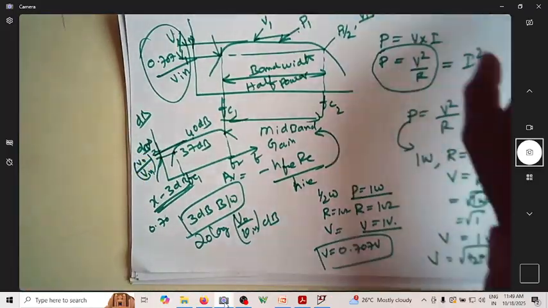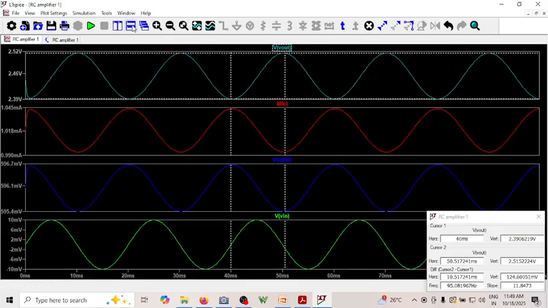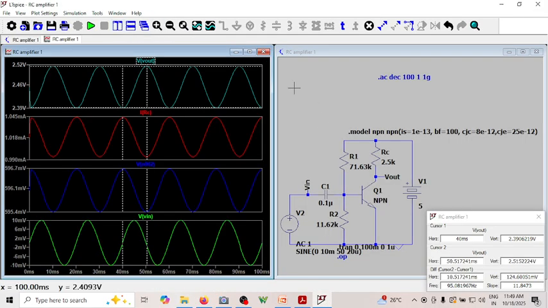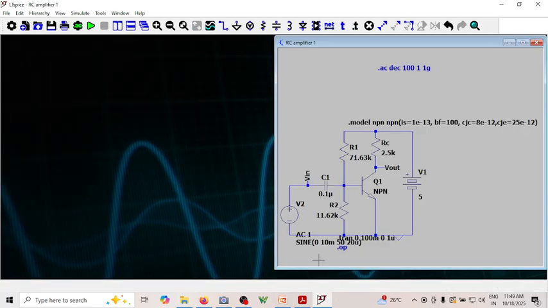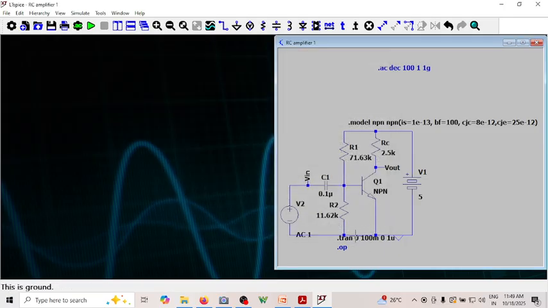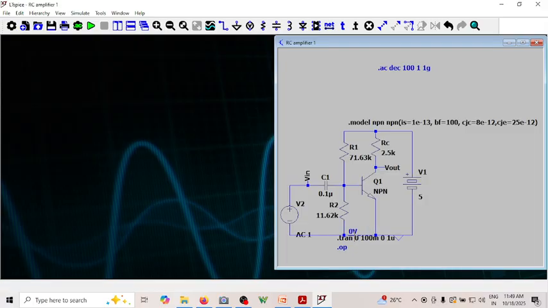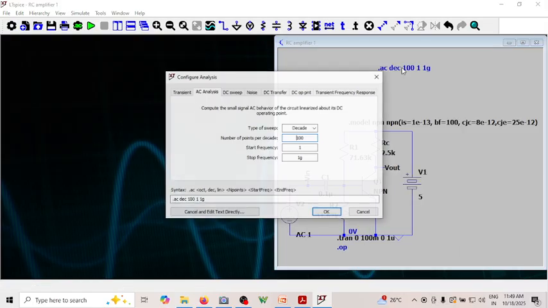So let me show you that over here. For this simulation, let me do a frequency response. Let me just take this out. Now to do the frequency response, I will change this source. I have removed the sine wave. So this is the source. And let me do a frequency analysis. For doing the frequency analysis, I have to change this analysis setup. So this should be AC analysis. Now we can see this is the frequency response.